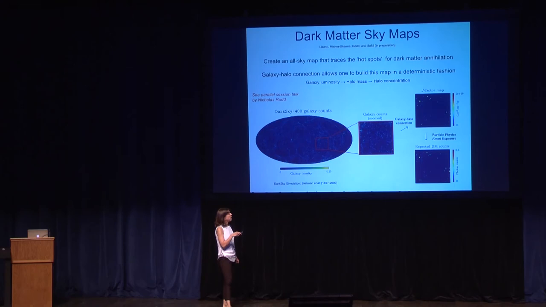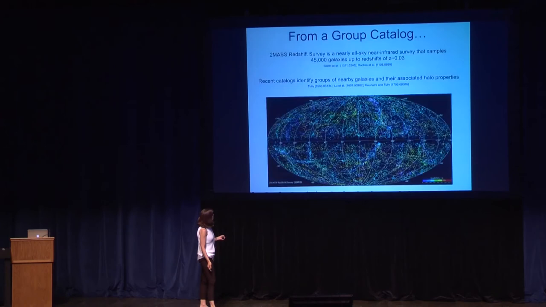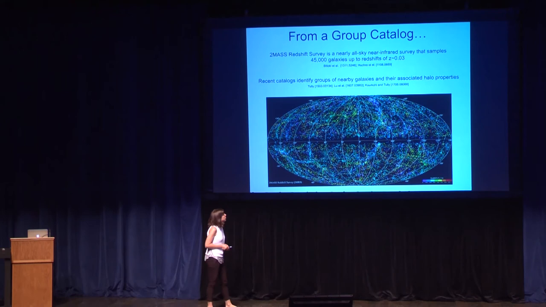The actual catalogs that we use come from the Two Micron All Sky Survey redshift survey, primarily from 2MASS, supplemented by some other catalogs. 2MASS is a nearly all-sky near-infrared survey that samples 45,000 galaxies out to redshifts of z of 0.3. And there's been a tremendous amount of advancement with these recent group catalogs, where they take the 2MASS list of galaxies and then determine which ones are actually grouped together in bound structures, and from that infer what the halo mass should be.